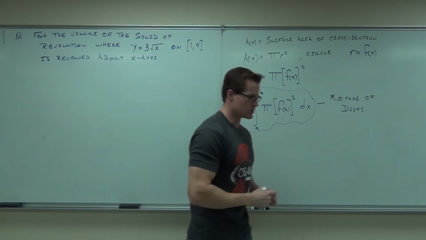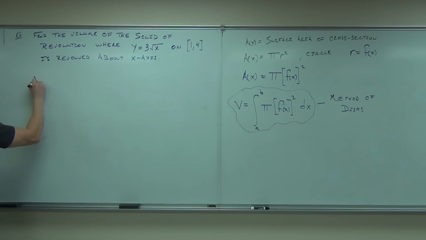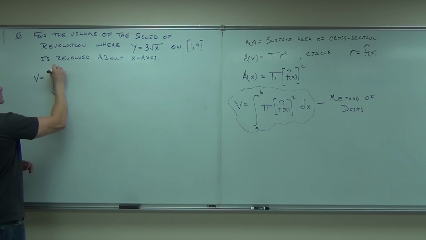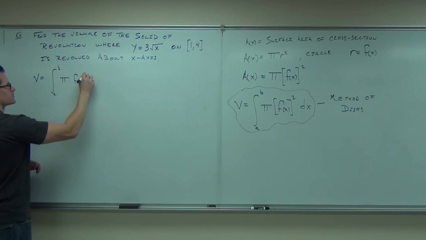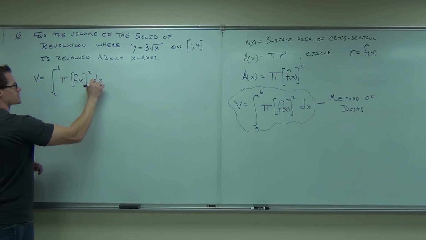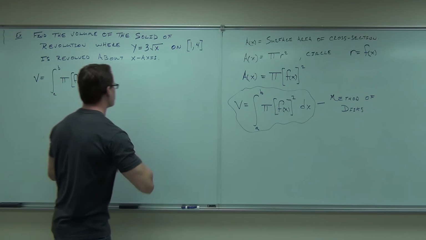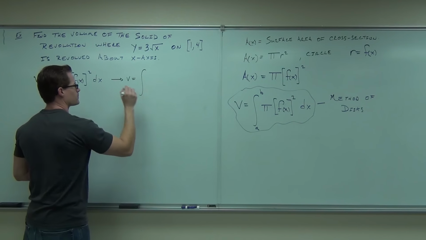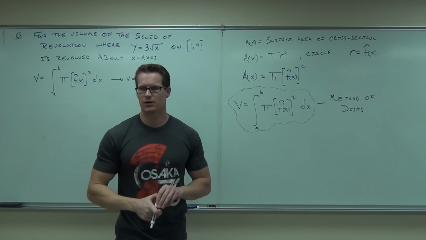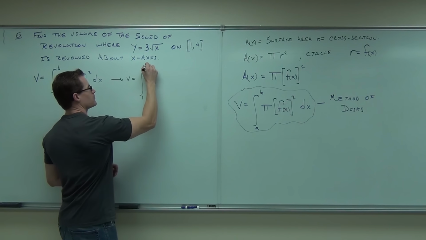Now we'll go real slow and see if we can do this together. So we know that volume is some integral from a to b of pi f of x squared dx. Let's see if we can fill that out appropriately. Where is my integral going to start, do you think? 1. Very good. Where's it going to stop?